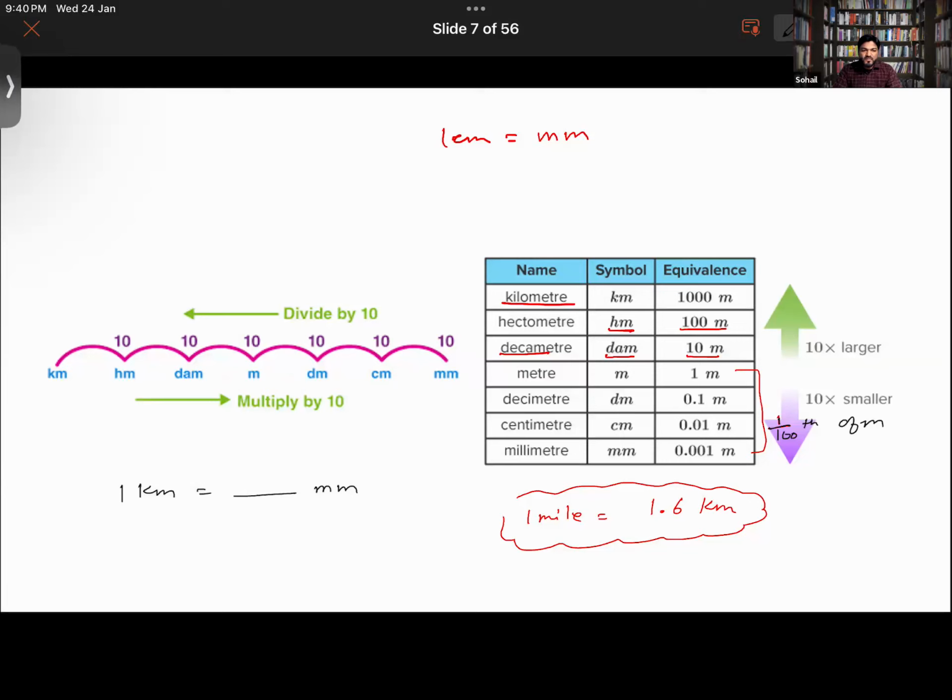Six steps you have to take right now. Yes, you have to take six steps. One is 10, so 60. Not 60 millimeter, it is actually you have to take six steps, thereby you have to multiply kilometer with 10 six times. 1 kilometer you have to multiply with six tens. So that is 60? No, that isn't going to be 60 meter. Now that is one with six zeros.